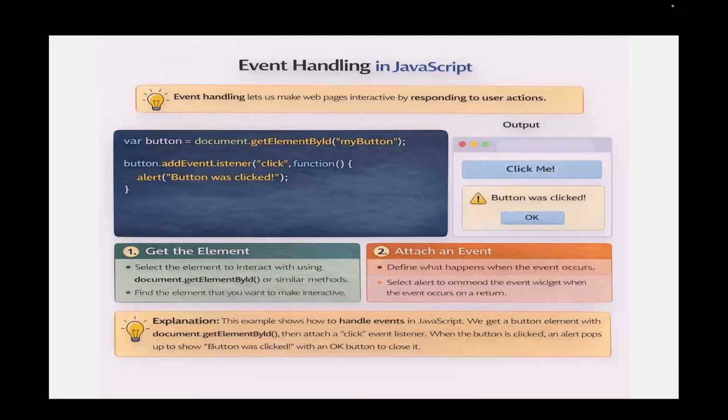Event handling helps us to make web pages interactive by responding to user actions. So here it shows how to handle events in JavaScript. We get a button element with document.getElementById, then attach a click event listener. When the button is clicked, an alert pops up to show the button was clicked, with an OK button to close it.